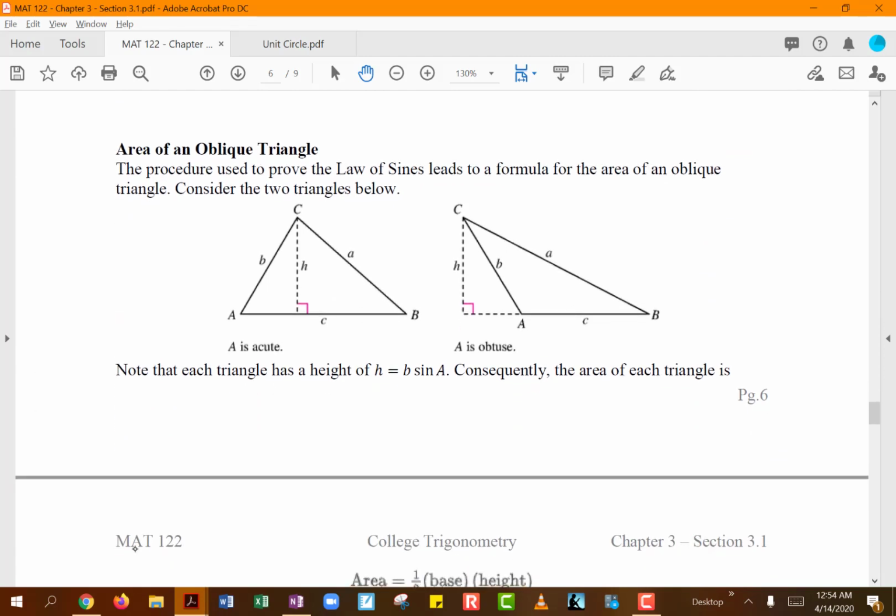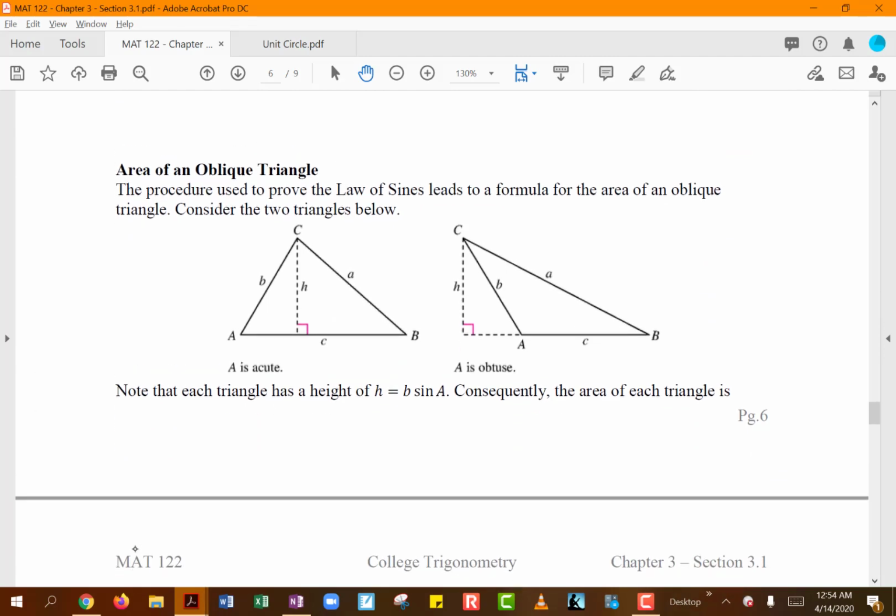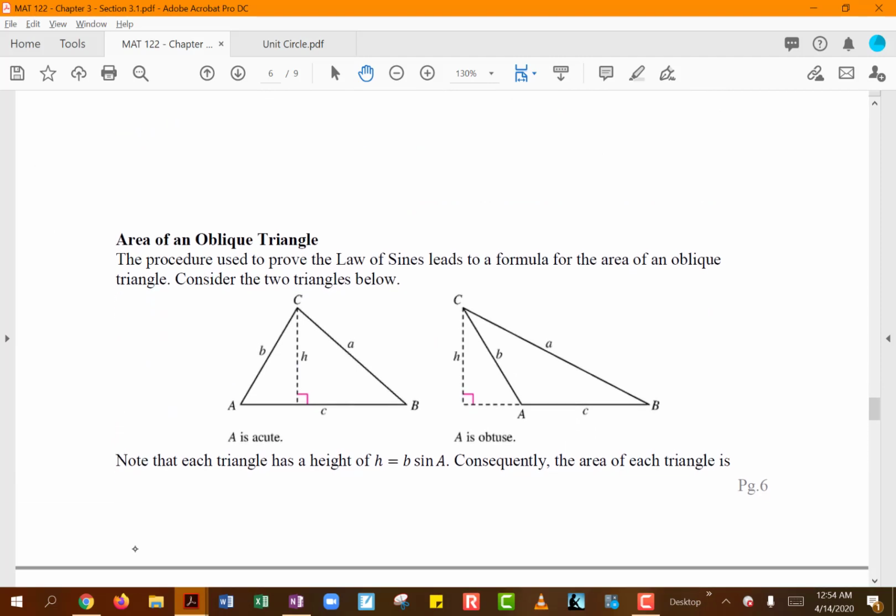Alright guys, the next thing we want to talk about is how we can find the area of these oblique triangles. So basically they're saying the area used to prove the law of sines actually leads to a formula for the area of an oblique triangle. So we've got our acute angle A or obtuse angle A triangles over here.